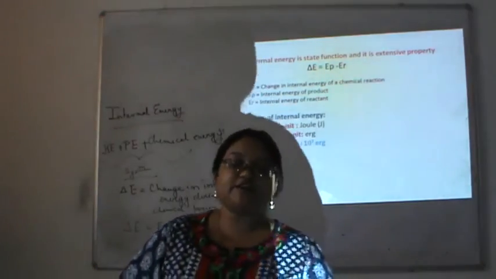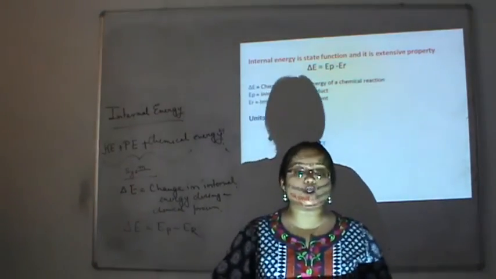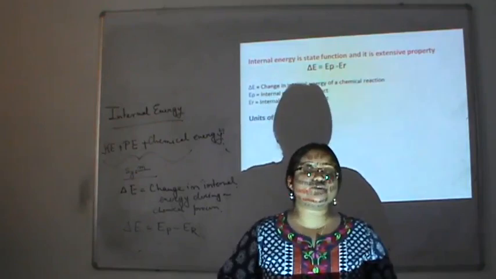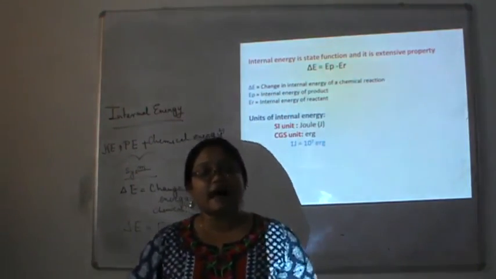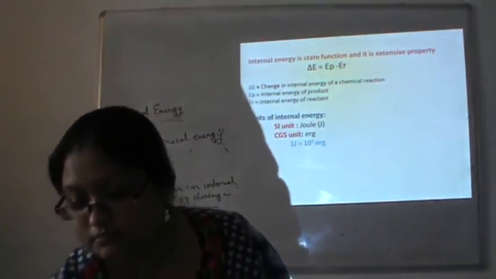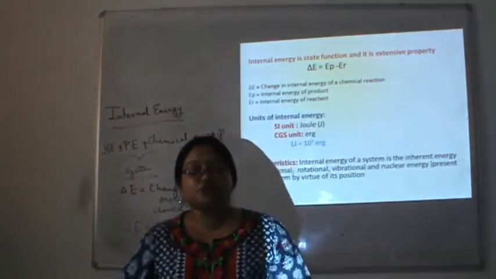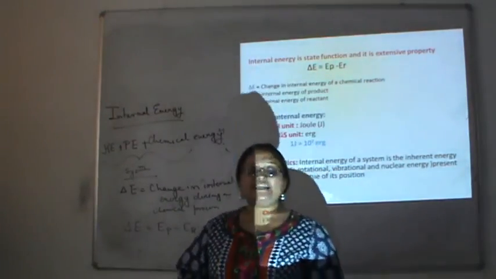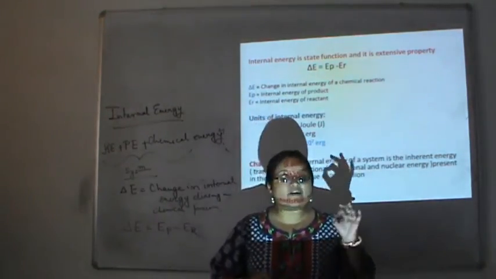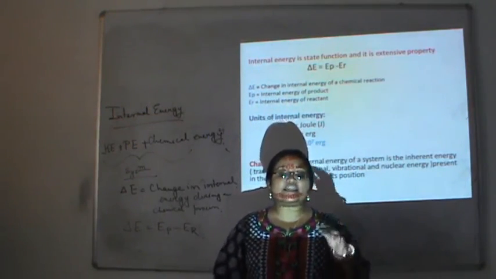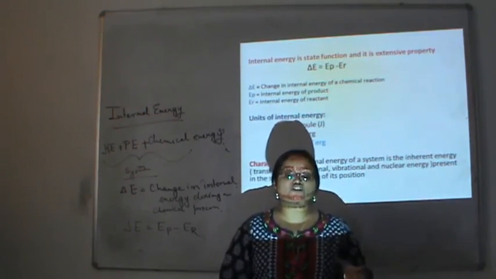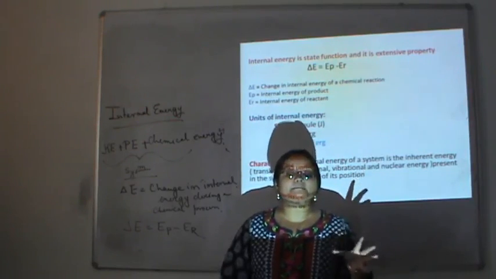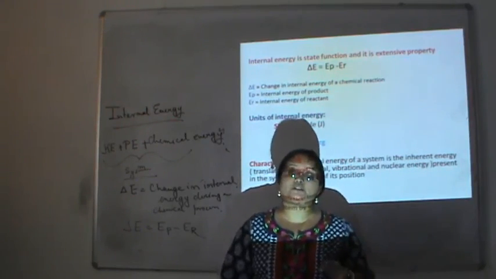The unit of internal energy, SI unit is joule. And CGS unit is erg. 1 joule is equal to 10 to the power 7 erg. The characteristics of internal energy. Internal energy of a system is the inherent energy, that is translational energy, rotational energy, vibrational energy, nuclear energy present in the system by virtue of the position.